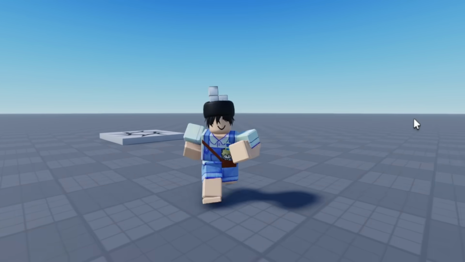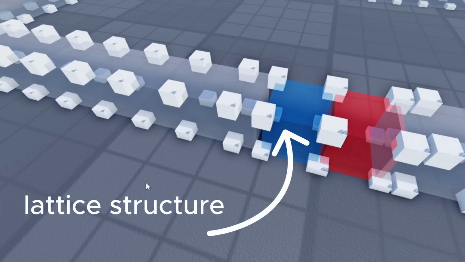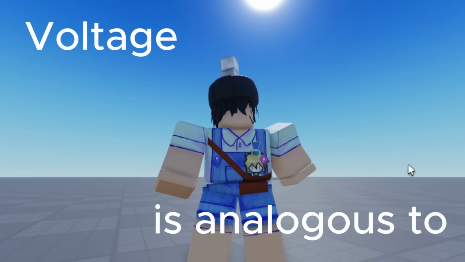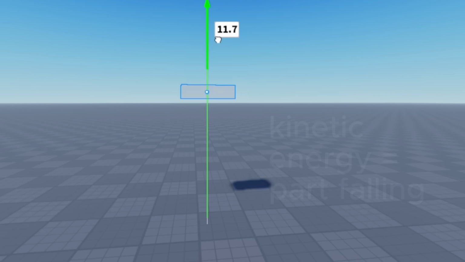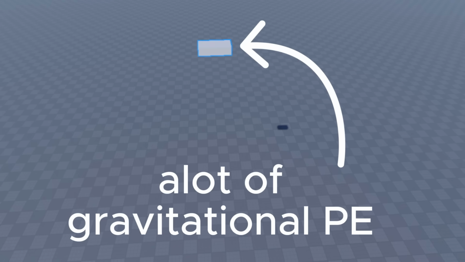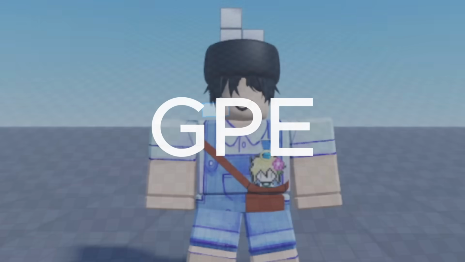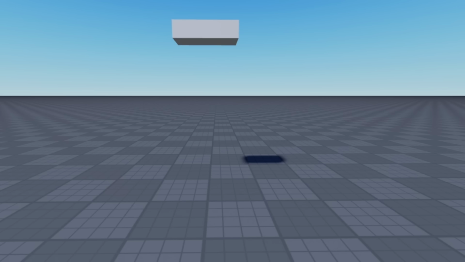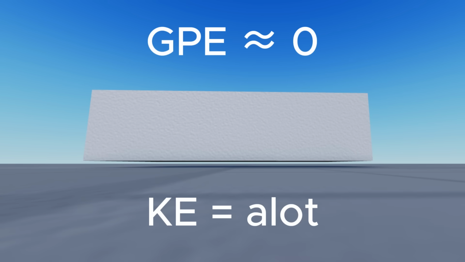Man. So the idea was to make a circuit simulation using nodes, or a lattice if you will, using parts. And my confidence was sky high, and I was gonna make voltage analogous to gravitational potential energy, and current analogous to kinetic energy. For example, at this point before you drop the part, there's a lot of gravitational potential energy, but zero kinetic energy. And after dropping, the gravitational potential energy is converted to kinetic energy. And right before it hits the ground, there's almost zero gravitational potential energy, but a ton of kinetic energy.